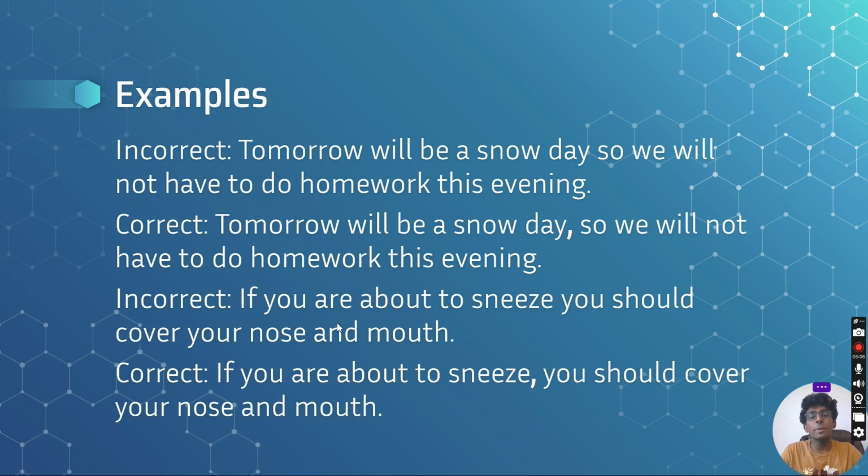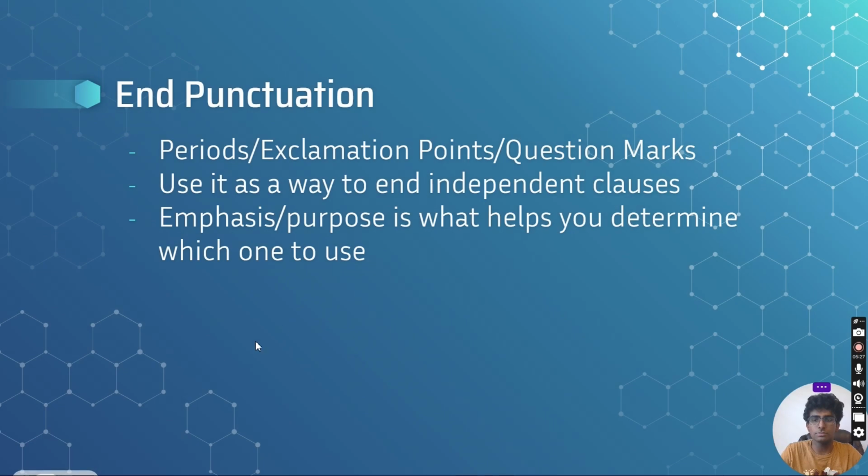Another example, if you're about to sneeze, you should cover your nose and mouth. This is a dependent clause, but remember, a dependent clause can be connected to an independent clause by a comma. Remember, dependent clauses can't stand by themselves. They need to be connected to something, while independent clauses can stand on their own. So that's why between sneeze and you, there should be a comma.